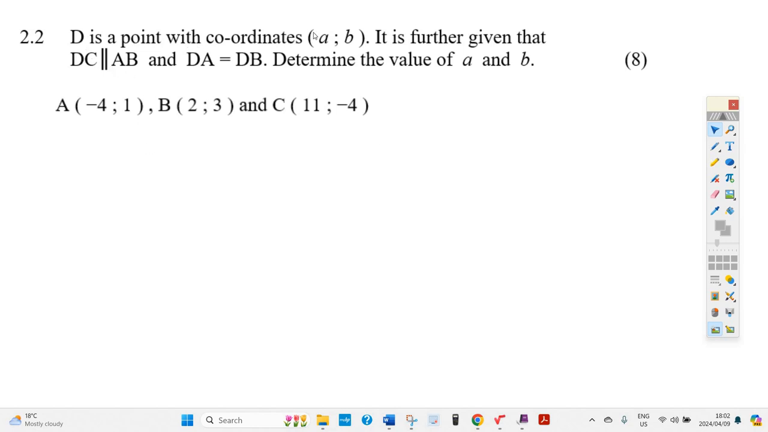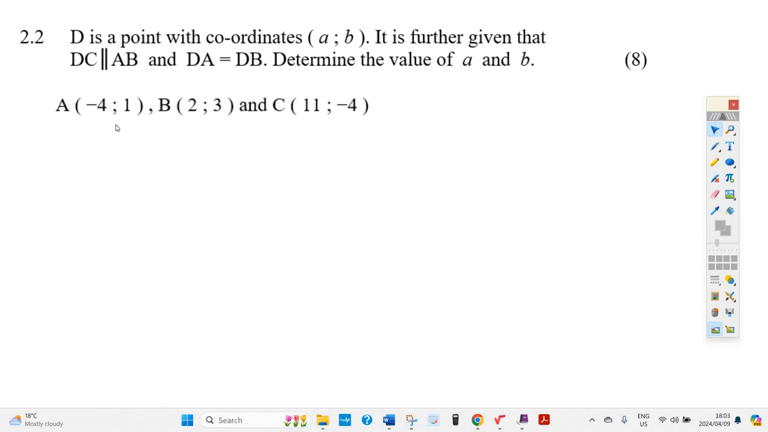D is a point, and it's got coordinates of A and B. We don't know what they are. But DC is parallel to AB, and DA is equal to DB. The distance DA is equal to DB. Determine the values of A and B.